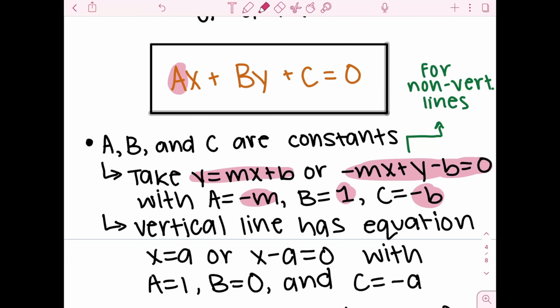Now in the y is equal to mx plus b equation, our coefficient for x is going to be m. But since they moved it all to the left-hand side, we're going to take a is equal to negative m. Now b is equal to 1. Since b is the coefficient for y in the general equation, we're going to look for our coefficient for y, and we see that it's 1 since y is just by itself.